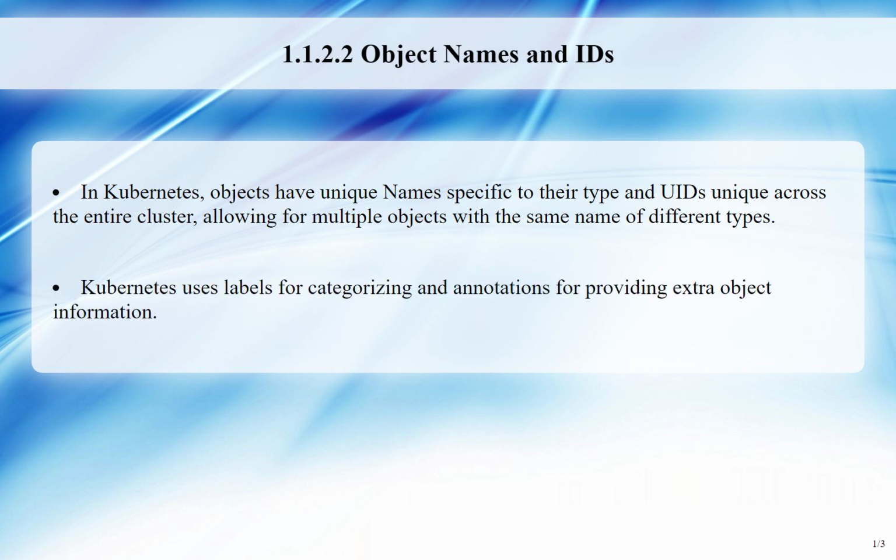To differentiate objects with non-unique attributes, Kubernetes allows for the use of labels and annotations. Labels help to categorize resources, while annotations provide additional information about an object.